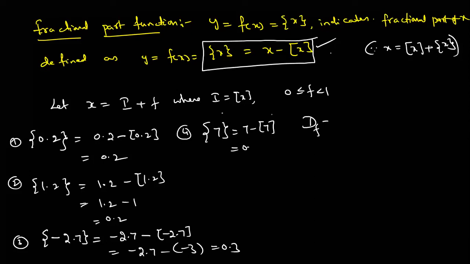Anyone? What is the domain? What is the range? Real numbers, excellent. Any real number. But what is the range? See carefully. What is the range? The output, what is coming? 0 or 0.2, 0.3. That means only 0 to 1, with 1 excluded, the interval [0, 1).